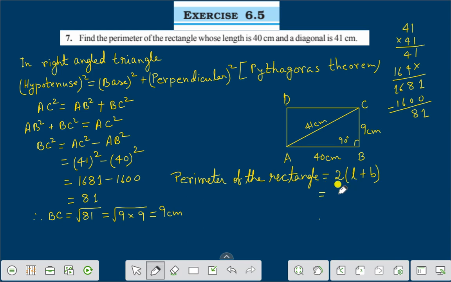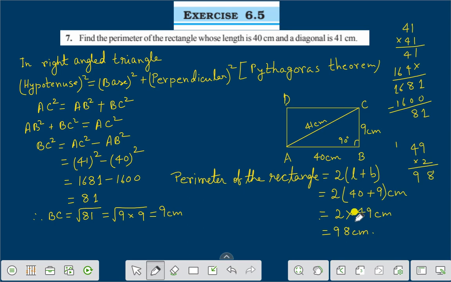that is equal to 2 into length of the rectangle, which is 40, plus breadth of the rectangle, which is 9, that is in centimeter. Therefore, it is equal to 2 into 40 plus 9 is 49 centimeter. If we multiply 49 with 2, we are getting 2 nines are 18, carry 1, it is 8. 48 plus 1 is 98. That comes to 98 centimeter.